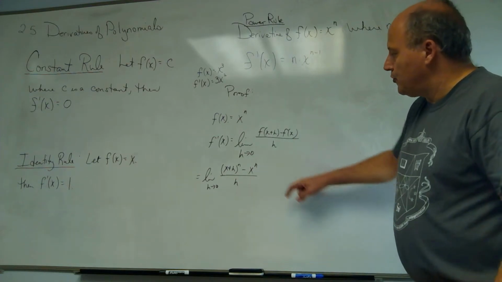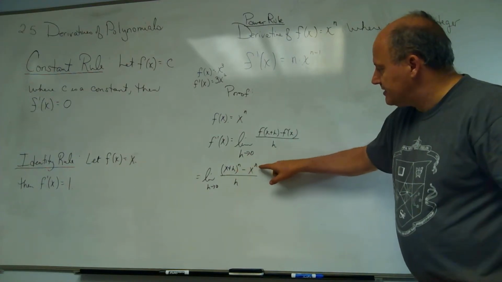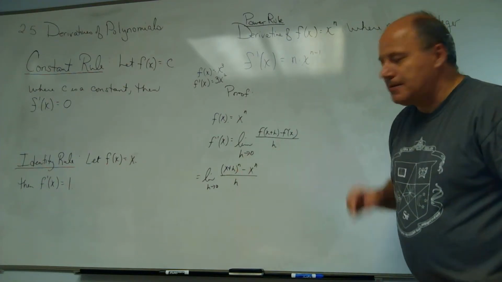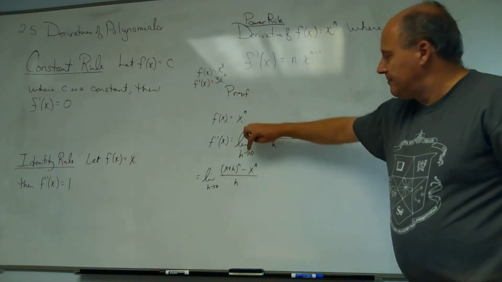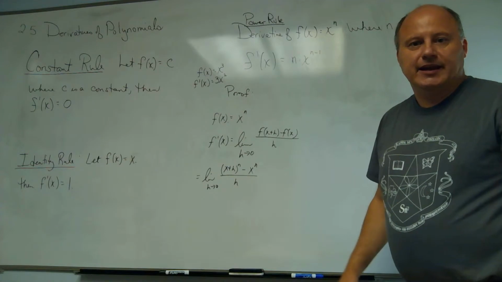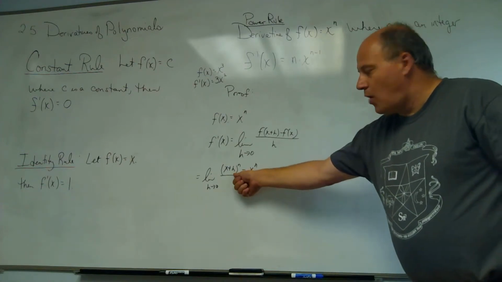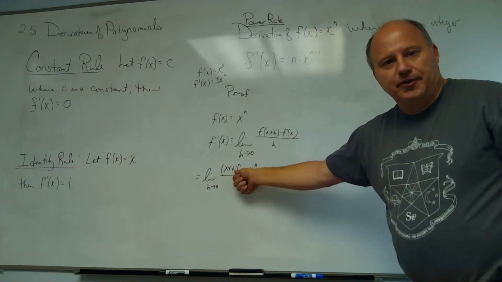Okay? So this is f of x plus h, this is f of x, this is h, and of course this is the minus. Now at this point, we can't really simplify this out very easily. Okay? This actually requires the binomial theorem.